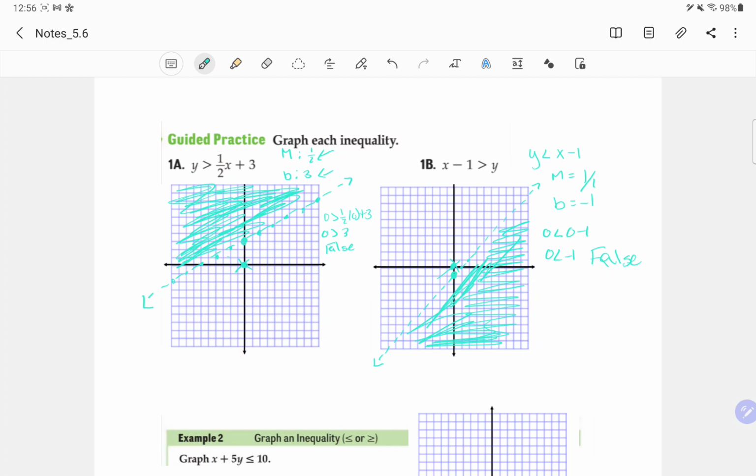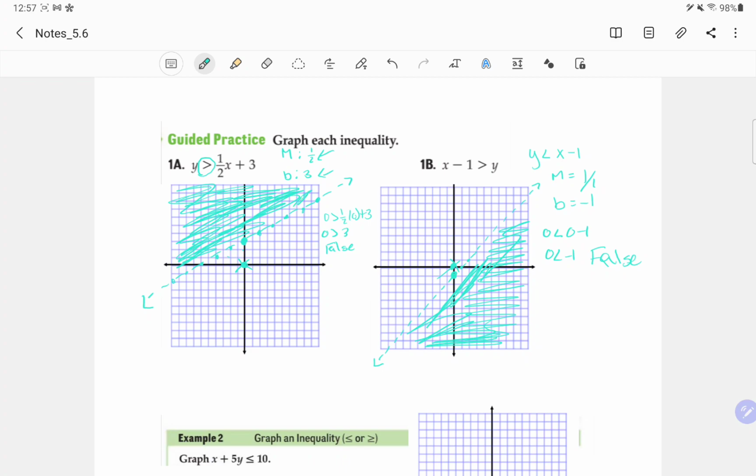Then I came and did the second half of the graph, and I went down 1 left 2, down 1 left 2, all the way until I reached the end of the graph. All right, we do not have an "or equal to" sign, so we used a dotted line on our graph, and you connected.